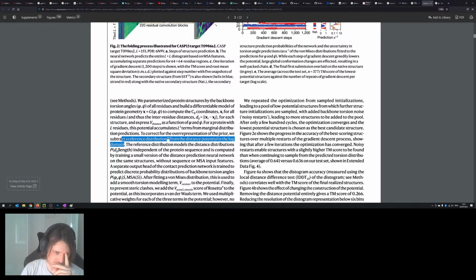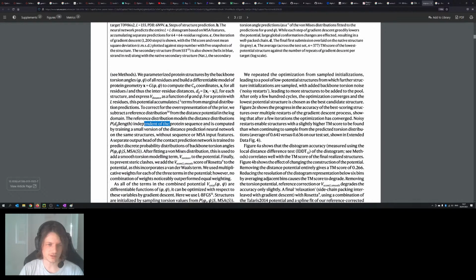The reference distribution models the distance distributions, the probability of dij of length, independent of the protein sequence, and is computed by training a small version of the distance prediction neural network on the same structures, without sequence or MSA input features. A separate output head of the contact prediction network is trained to predict discrete probability distributions of backbone torsion angles.